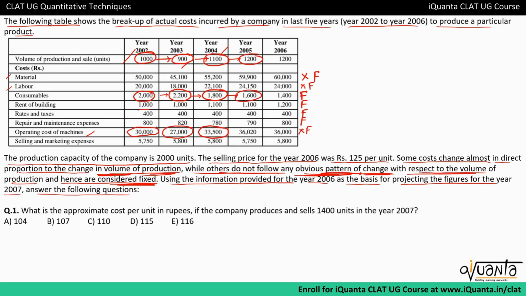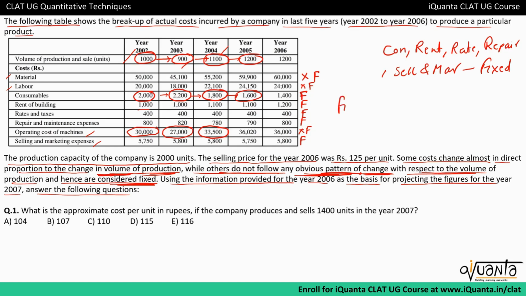While if you check for selling and marketing expenses, this will be fixed. So I can say that consumables, rent, then rates and taxes, then repairs, after that selling and marketing cost. Okay, so these all are fixed cost. That means in every year they will remain the same. So whatever is the fixed cost in year 2006, it will be in year 2007 as well. So we can find out the fixed cost in year 2007 as well. It will be the same as year 2006.